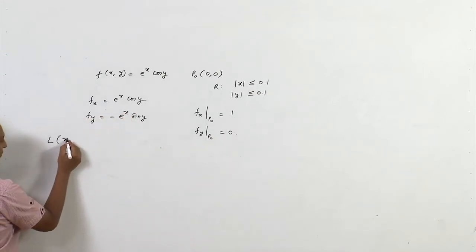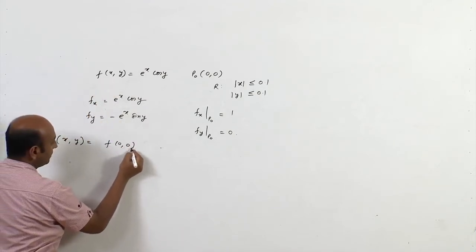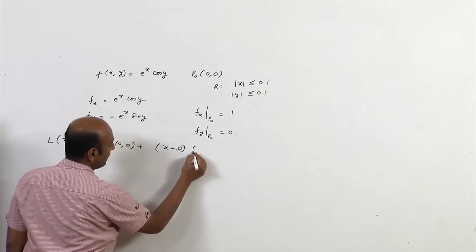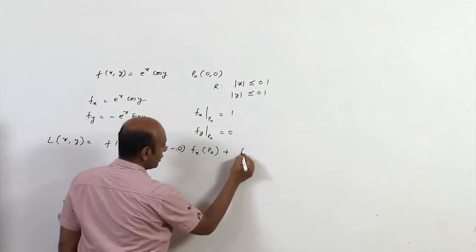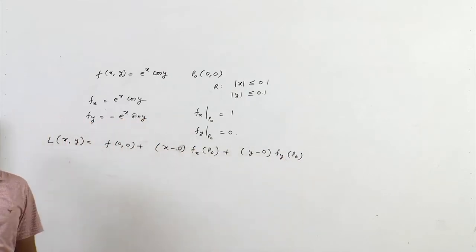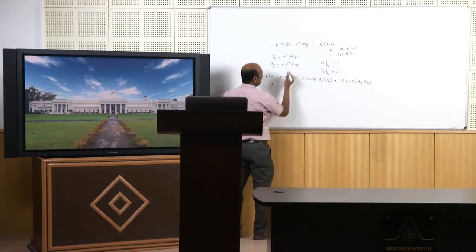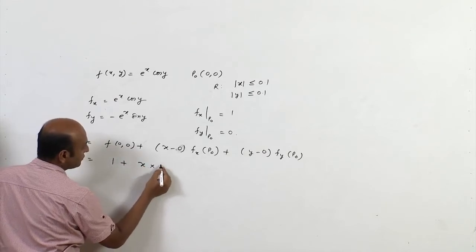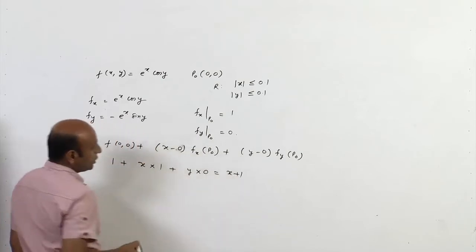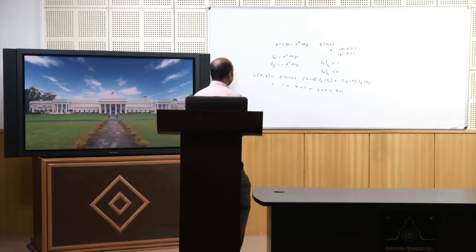So, linearization, I mean linear approximation of this f will be given by f(0,0) plus (x − 0) f_x at P₀ plus (y − 0) f_y at P₀. This is the linear approximation of this f at P₀. So, f(0,0) is 1, and f_x is 1 at P₀ and this is y into 0. So, this is x plus 1. So, the linear approximation of this f is x plus 1. Now, what is the maximum error? How can you find that?